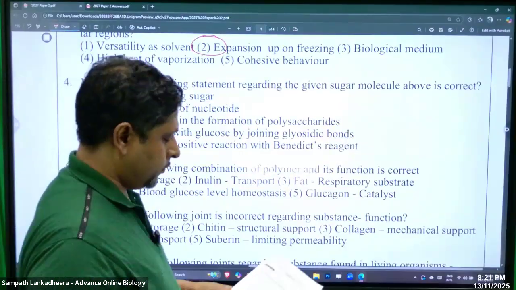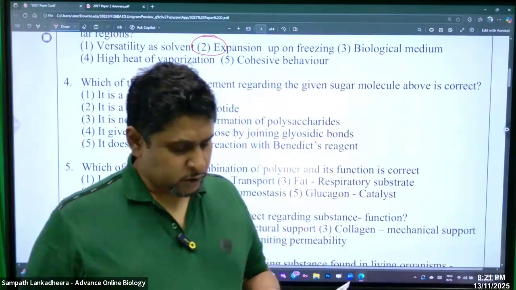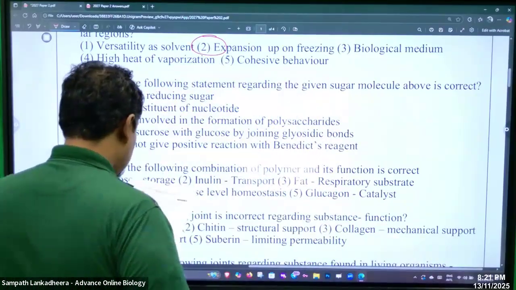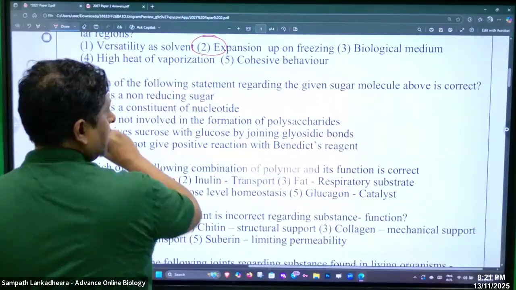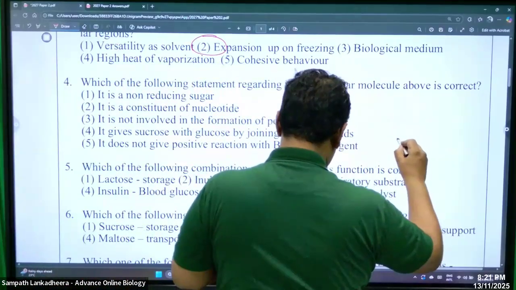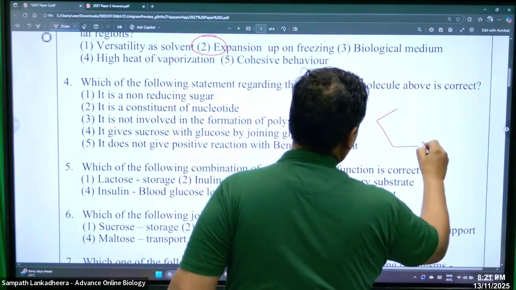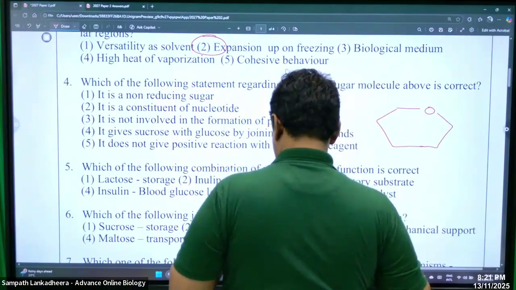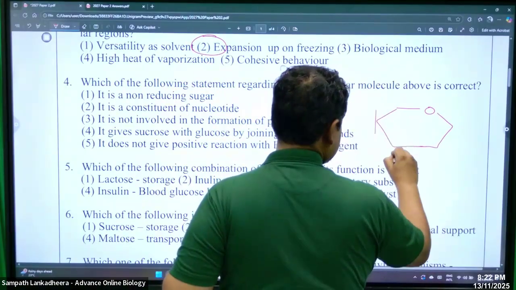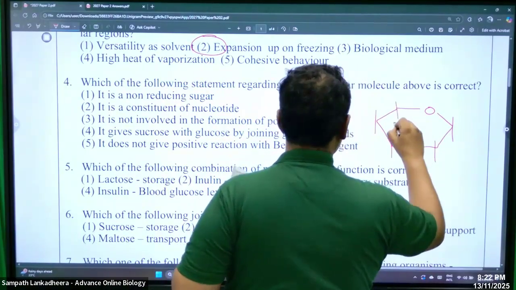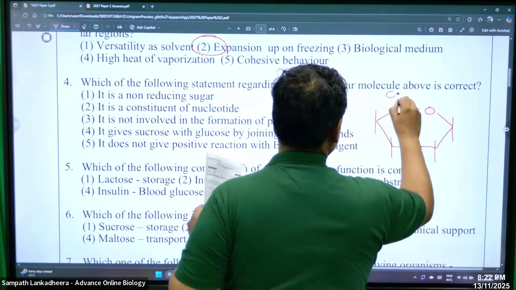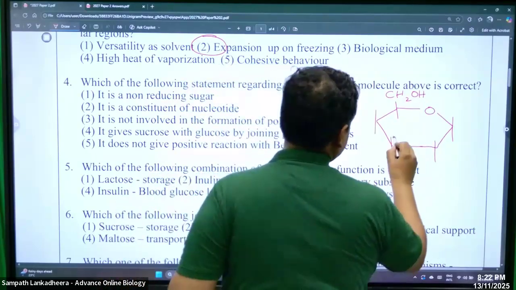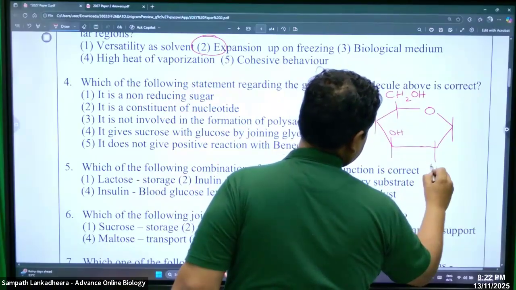Question number 4. Which of the following statements regarding the given structure of the molecule above is correct? I think, people, this structure is missing. I asked you to draw a sugar molecule like this. Right. Let's take that as the structure, CH2OH, OH. This one.